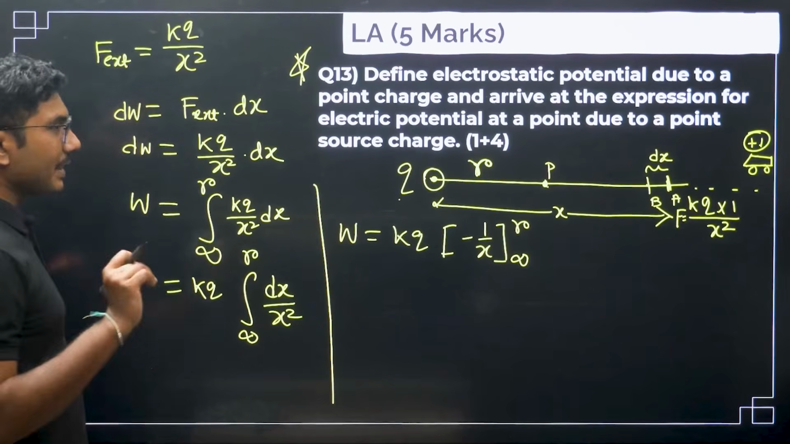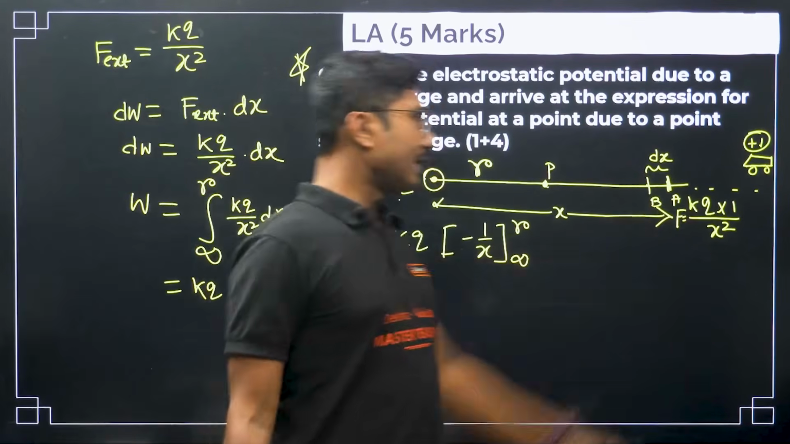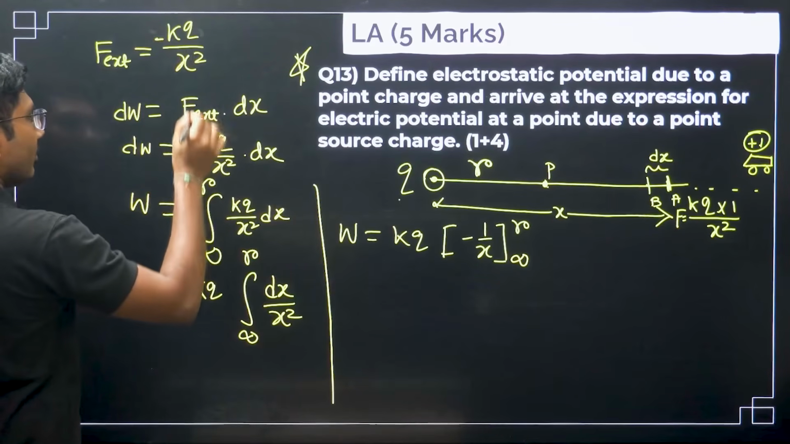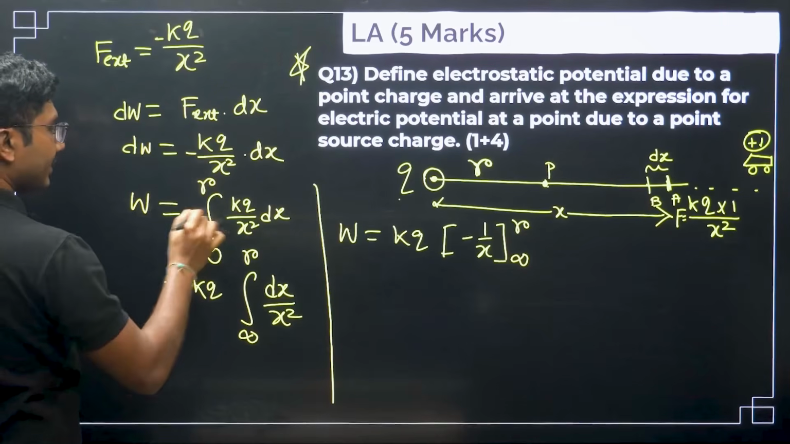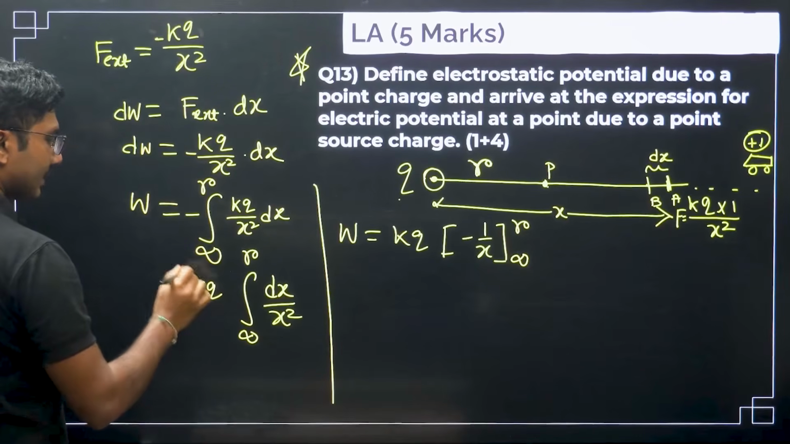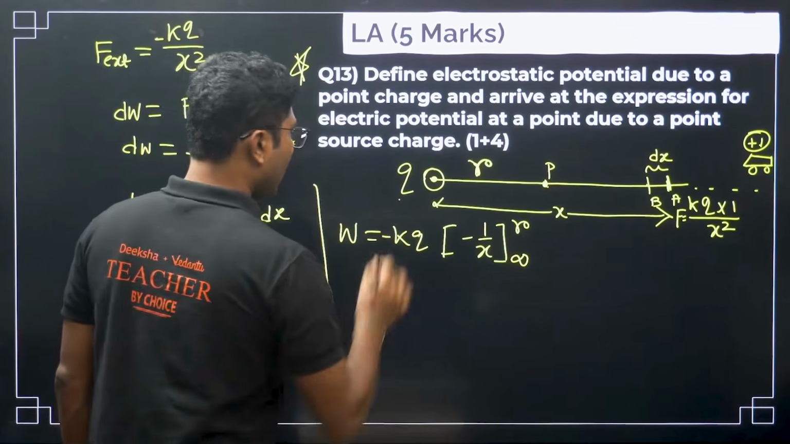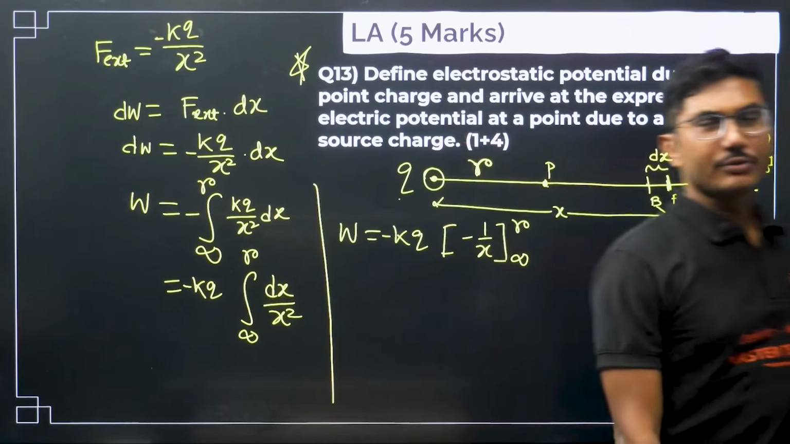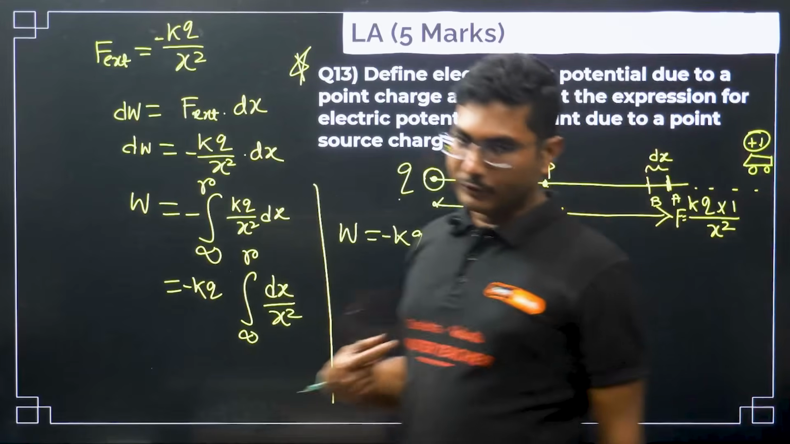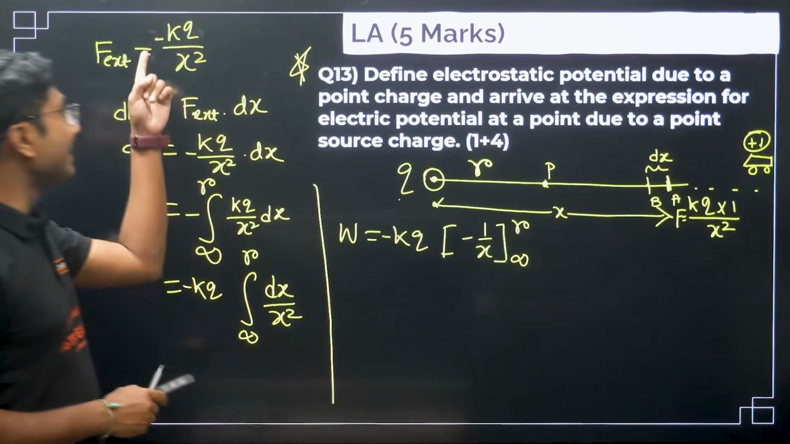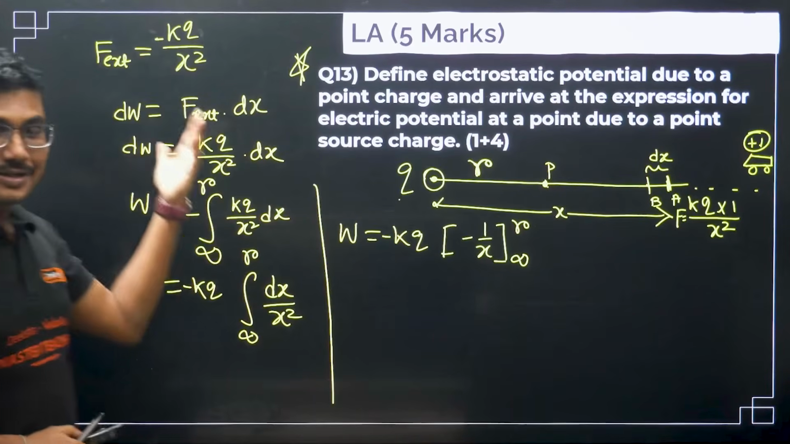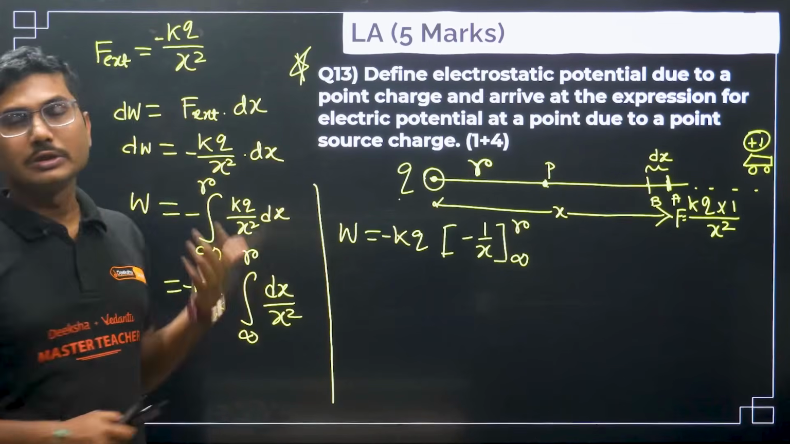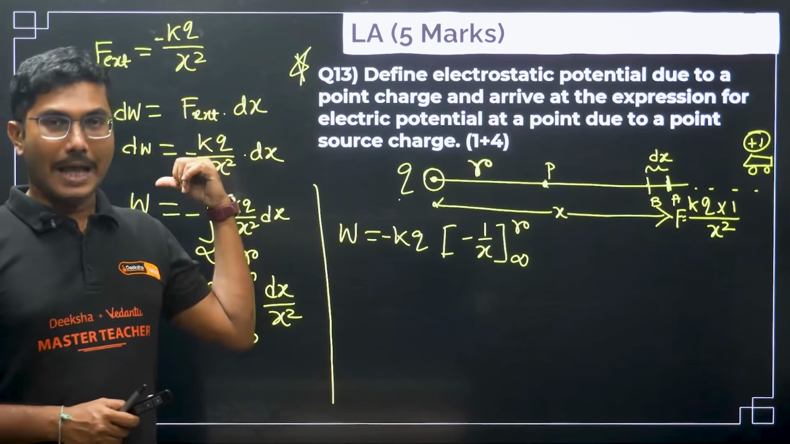One mistake I made: this is the electrostatic force, so the external force has to be negative itself. So this negative sign will be cancelled. Why? Because the external force will be opposite to that of the electrostatic force. So this negative sign indicates that the external electric force that we are applying is opposite to that of the applied electric force.